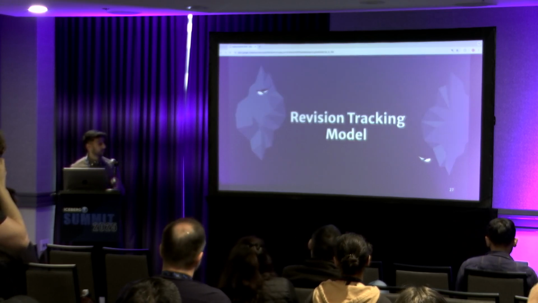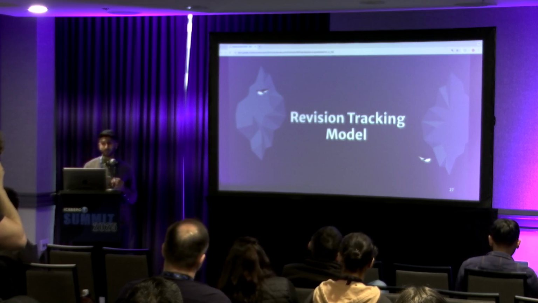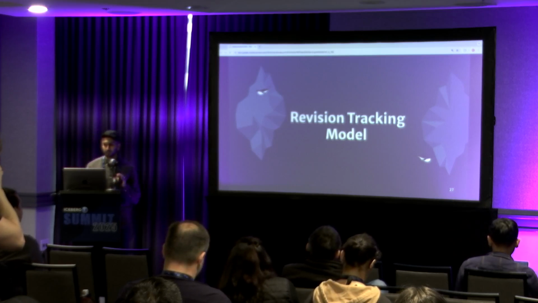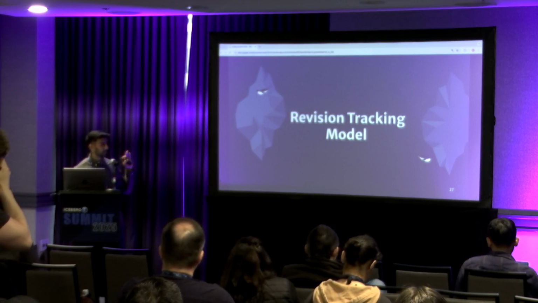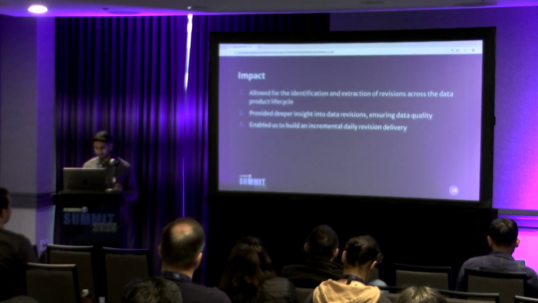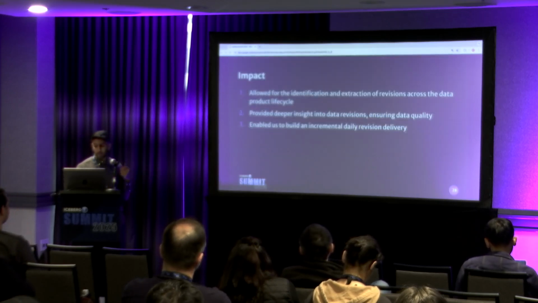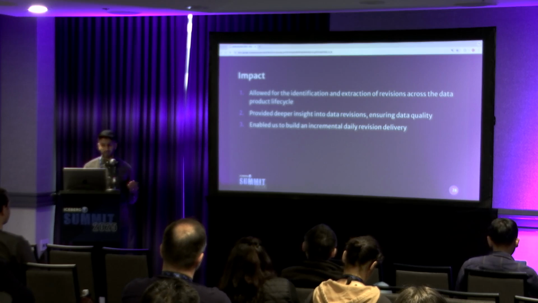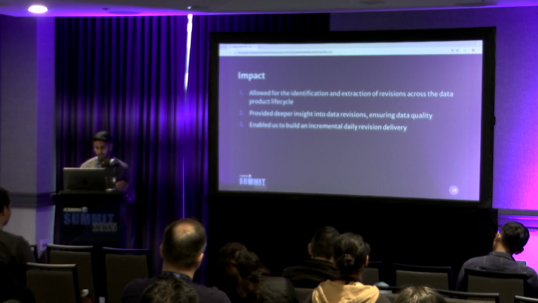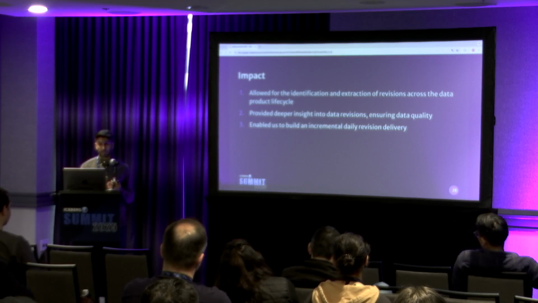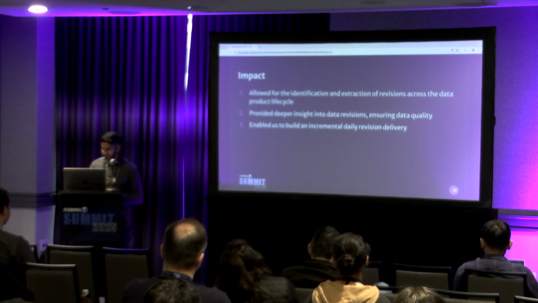Now that I've covered some Iceberg implementation details, let's shift focus to a key product-oriented benefit that we got by using Iceberg, and that was how we built our revision tracking model. The overall impact of this work is that the revision tracking model allowed us to identify and extract revisions. It also provided deeper insight into these data revisions and really allowed us to ensure a high level of data quality. Lastly, it enabled us to build an incremental daily revision delivery system, resulting in a minimal amount of data our clients had to ingest on a daily basis.